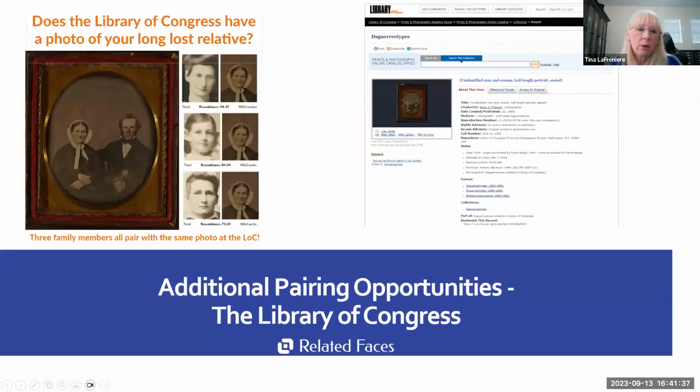There we go. Now, at Related Faces, we had the opportunity to work with the Library of Congress and import into our collection their photos that were suitable for facial recognition. We automatically pair your people with those people from the Library of Congress with a resemblance score of 75 or greater. When you find an interesting pairing, just click on the URL link and we will take you to that photo's page at the Library of Congress where you can do further research.